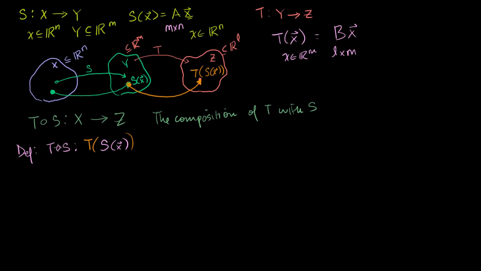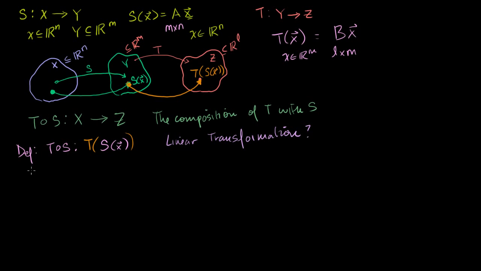Now, the first question might be, is this even a linear transformation? Is the composition of two linear transformations even a linear transformation? Well, there are two requirements to be a linear transformation, right? The linear transformation of the sum of two vectors should be the linear transformation of each of them summed together. When I just say that verbally, it probably doesn't make a lot of sense.